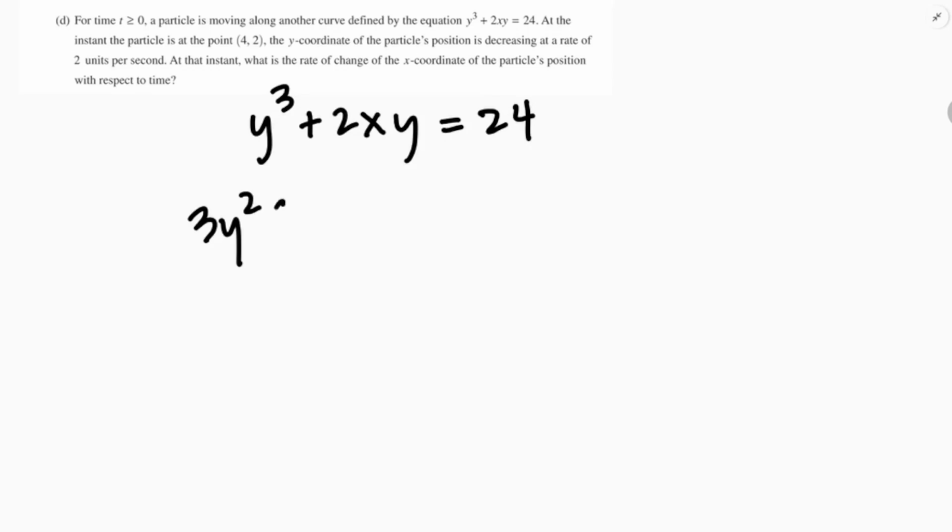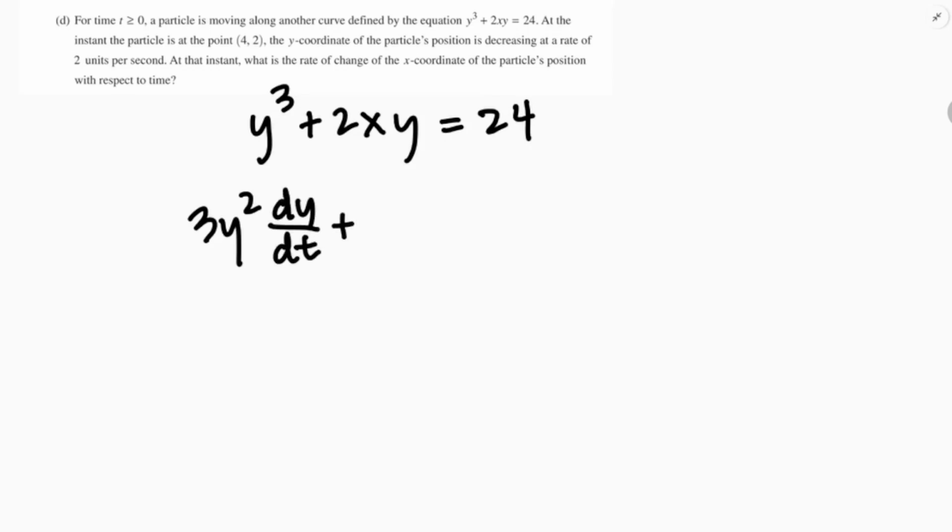And, okay, I'm seeing what they're doing here. They're doing the same thing they did last year in 2023. They're going to have an object moving around along the curve, and we're going to take the derivative with respect to time, and it's going to be kind of like a related rate question. So we've got y cubed plus 2xy equals 24, and we're going to take the derivative of both sides with respect to time. The derivative of y cubed is going to be 3y squared times dy/dt for the chain rule.